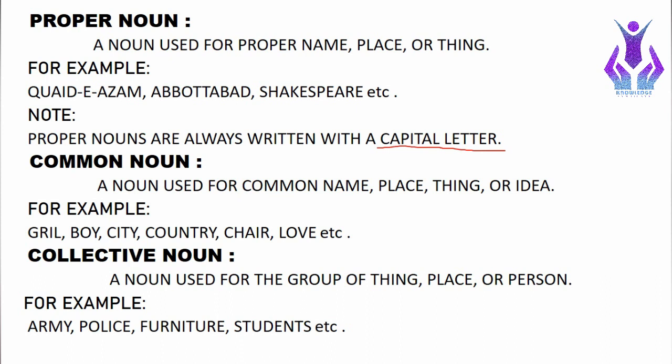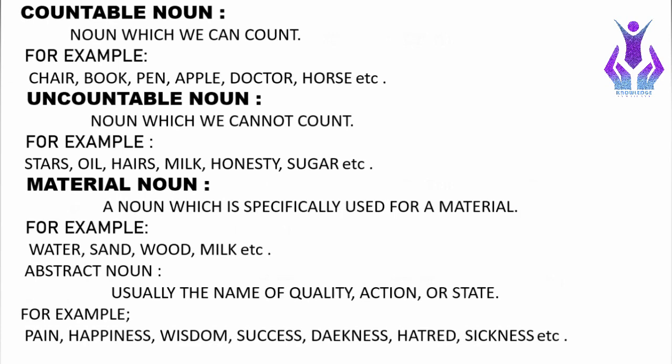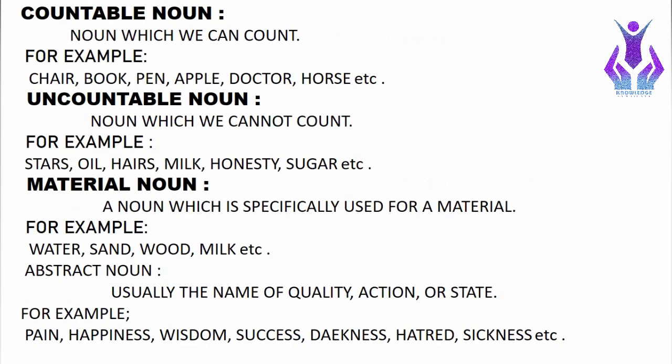A noun used for a group of things, places, or persons. When we call a group of things or places or persons, that is called a collective noun. For example, army. Army is a group of people. Police. Furniture. Furniture includes anything in the furniture. Students. We have many more examples of these. We can say a flock of sheep and something like these. These are also called collective nouns. The next one is countable noun. As we can guess from its name, the nouns which we can count are countable nouns.